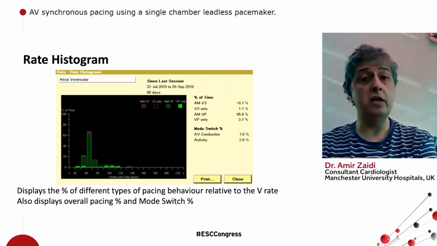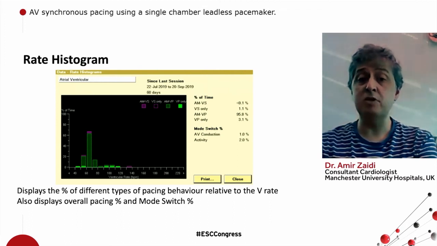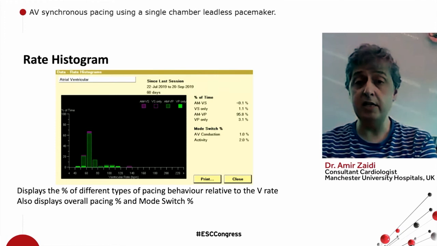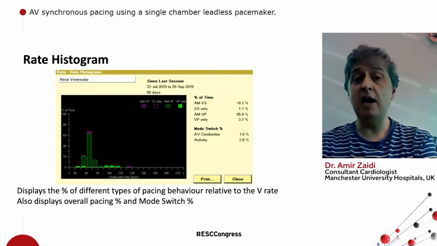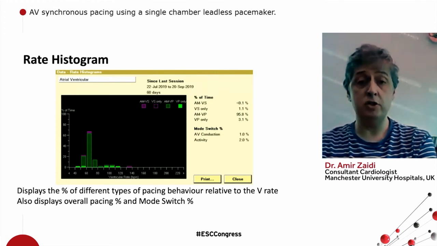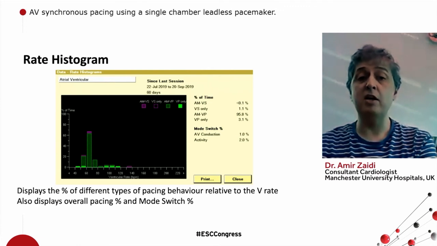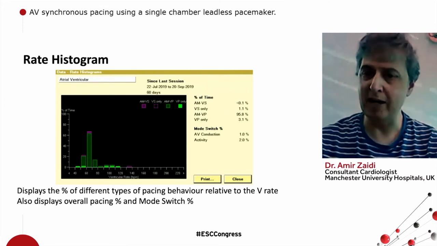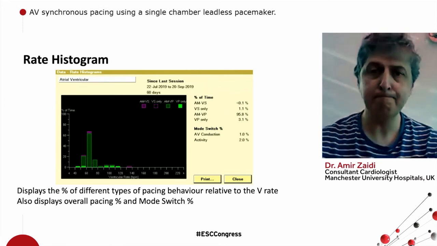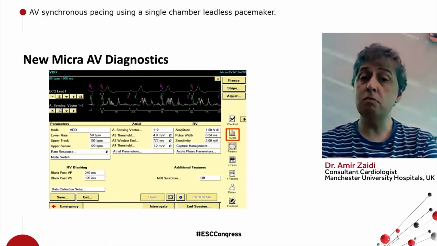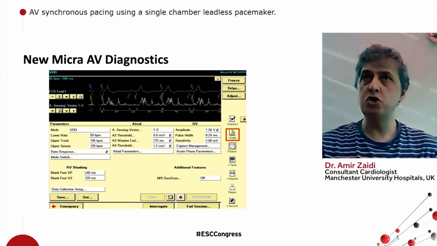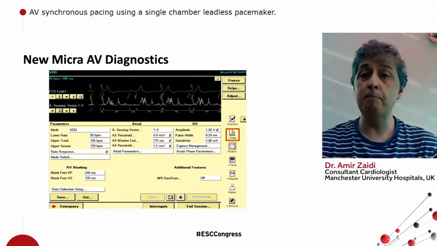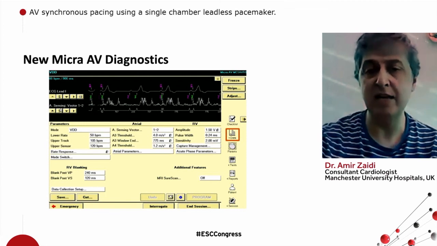So on the rate histograms, it will give a percentage of the different types of pacing behavior, VDD, VVI plus, and AV conduction mode switch, and will also display the overall pacing percentages to allow us to troubleshoot patients where there is a problem. And we can have a further range of diagnostics so that we can ensure that we're providing the best parameters in terms of maintaining AV synchrony.